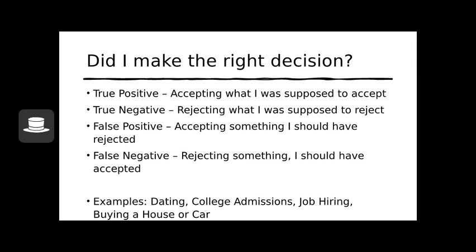So we can take these and we can look at them in a variety of situations, right? So we could talk about dating. If you said yes to somebody and they are the person of your dreams and you're happy, then it's a true positive, right? If you rejected somebody because they were a serial killer, true negative. Or maybe college admissions, right? If a college rejects somebody who would have been a great candidate, that's a false negative. If they accept somebody who drops out 3 weeks later, then that would be a false positive. They accepted something that they should have rejected.